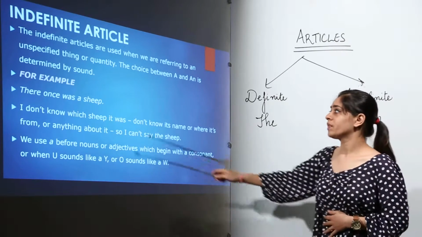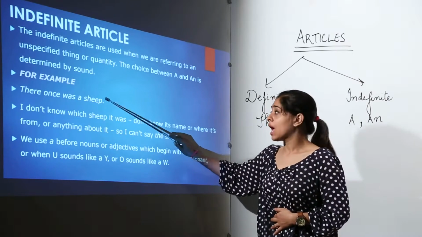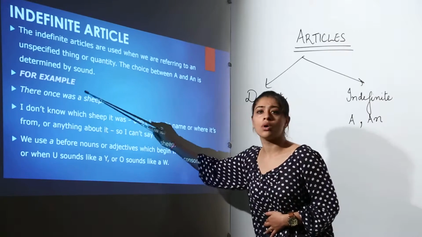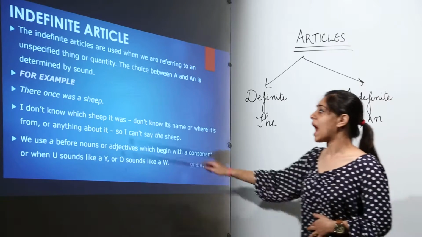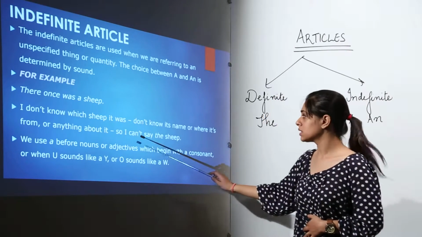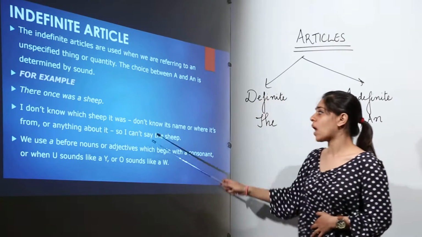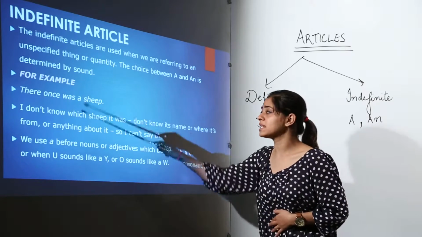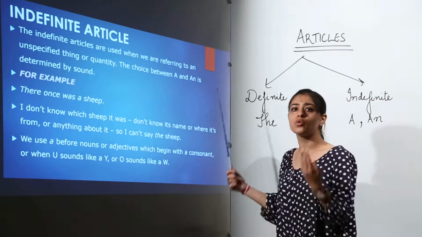For example, there was once a sheep. Sheep is not a vowel, neither does this word sound like a vowel. So we use "a" as an indefinite article. I don't know which sheep it was, don't know its name or where it is from or anything about it. So I can't say "the sheep". There is nothing specific about the sheep in this sentence. We really don't know where the sheep is from, what is the name of the sheep or whose sheep it is.